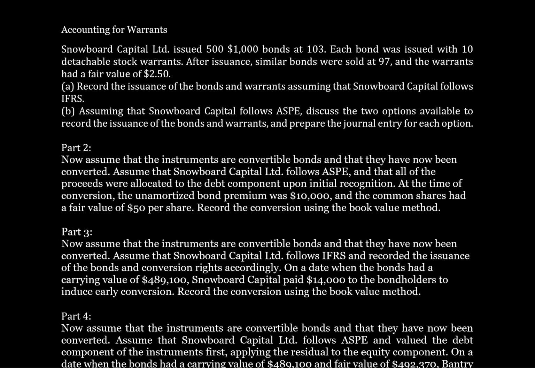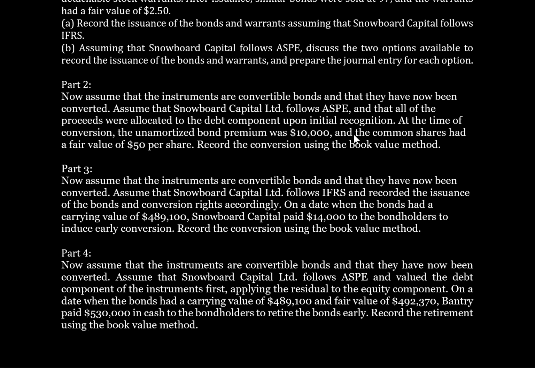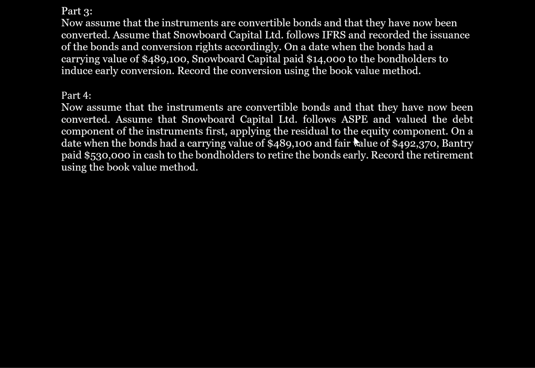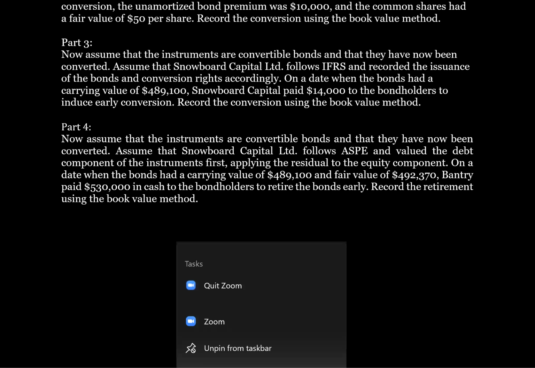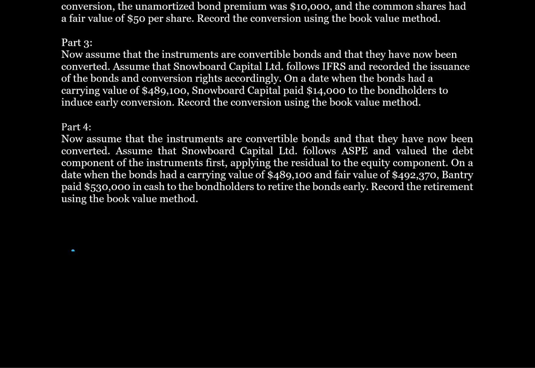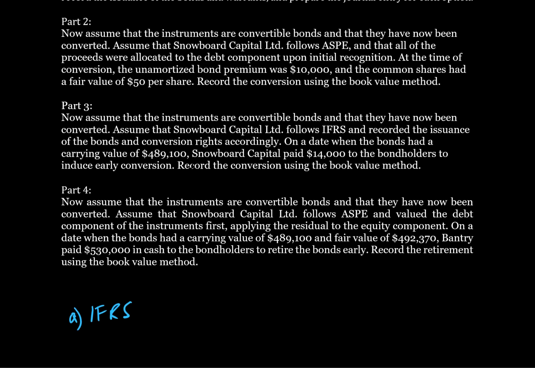The first thing we're asked to do is record the issuance of the bonds and warrants, assuming that Snowboard Capital follows IFRS. And then after, we're asked to assume that they are going to follow ASPE. So let's start with recording this transaction, assuming that we're following IFRS. So how are we going to record this using IFRS?